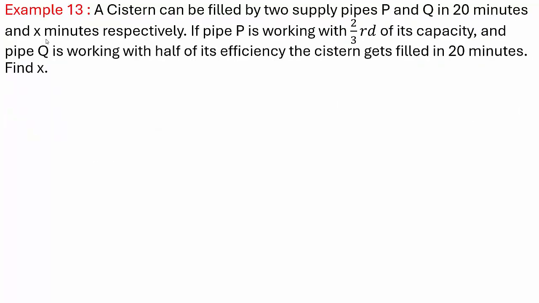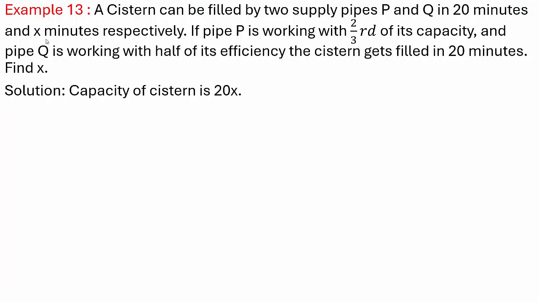Last example, the cistern can be filled by two supply pipes P and Q in 20 minutes and X minutes respectively. If P is working with 2/3 of its capacity and pipe Q is working with half of its efficiency, the cistern gets filled in 20 minutes. Find X. This is a different problem. We have to find X.